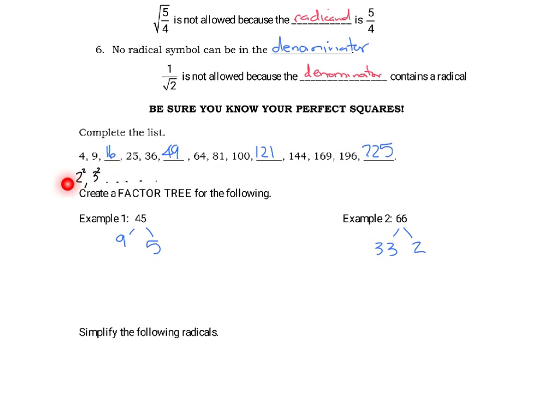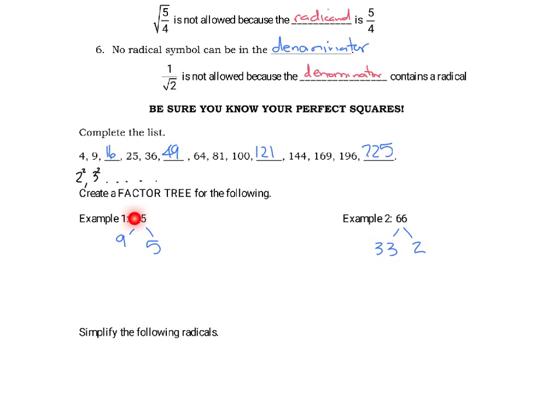For the next examples, we are going to create a factor tree. So, some of you may have learned the birthday cake method, which is basically the same thing that I'm doing. I just like trees better than birthday cake. So, don't judge me.